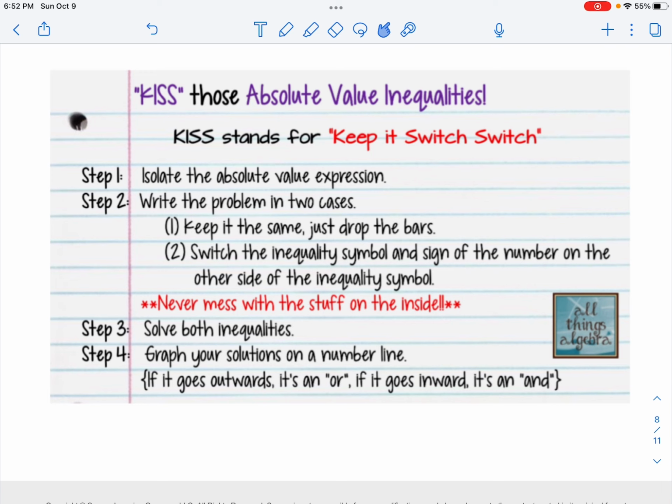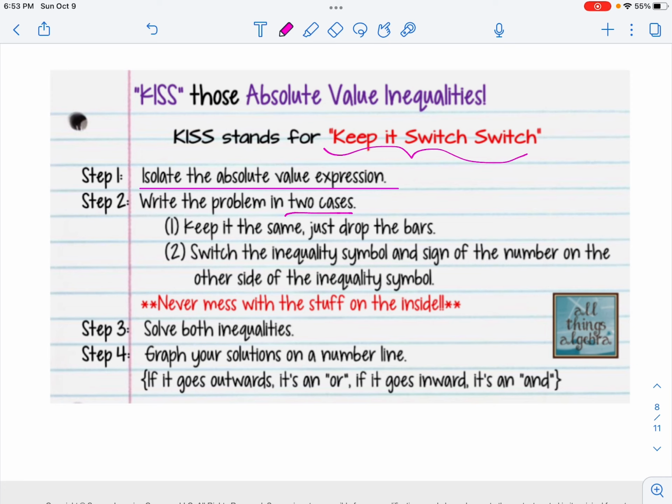Next is absolute value inequalities. KISS stands for keep it, switch, switch, which is what you're going to be doing with these different inequalities. So step 1, we're still isolating the absolute value expression, just depending on what side of the equation the inequality is on.